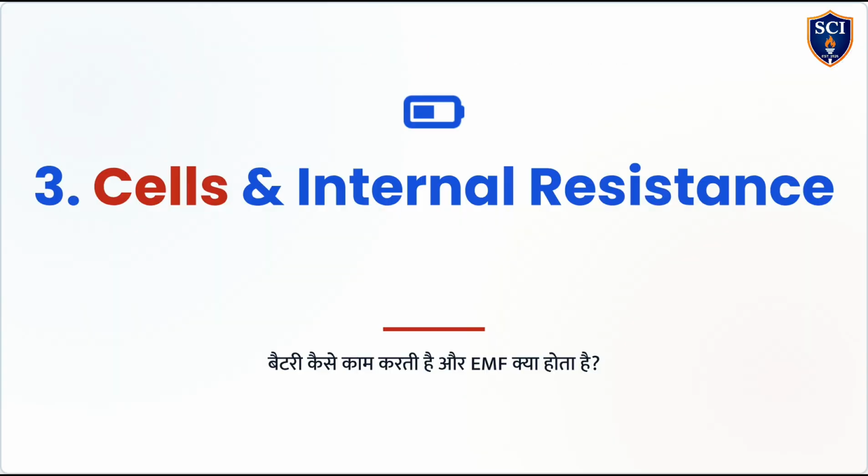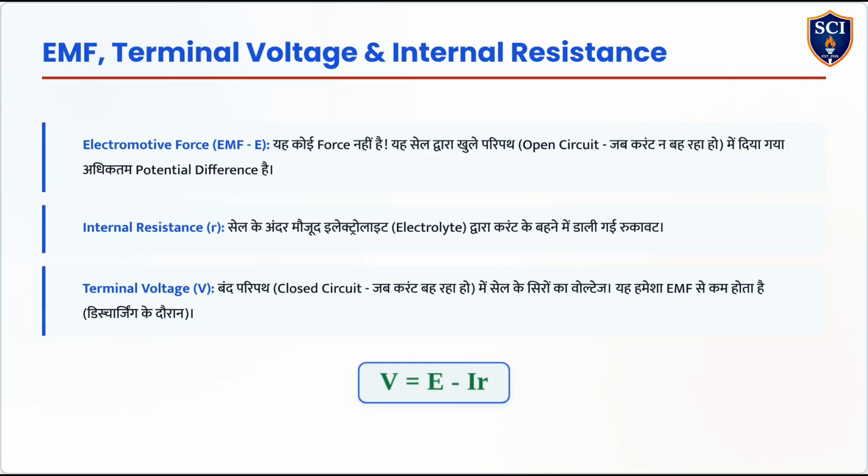Now let's look at cells and internal resistance and understand how a battery works and what EMF is. Electromotive force, E, is the maximum potential difference in an open circuit. Internal resistance, r, is the obstruction offered by the electrolyte. Terminal voltage, V, is the voltage across the terminals in a closed circuit, and V equals E minus Ir during discharge.